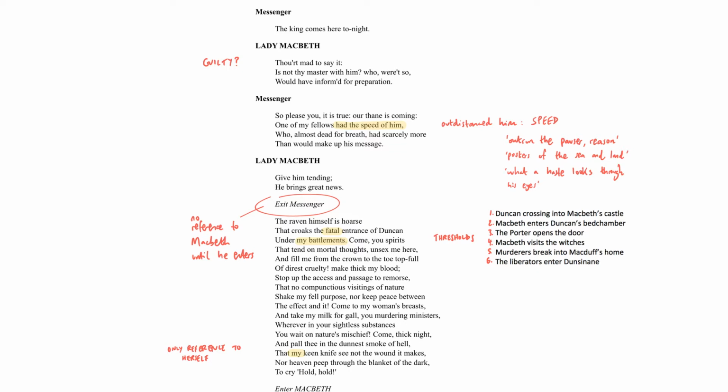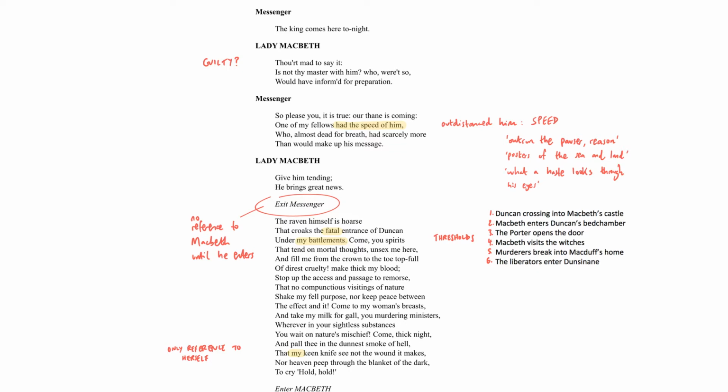So perhaps he's rushing, riding quickly to the castle so that he can act on the thoughts he's having about the witches. And now the messenger exits. So the scene is now set for Macbeth to come in. But oddly, even though she's anticipating Macbeth coming, our Thane is coming, she now doesn't refer to him or even allude to him at all until he actually enters.